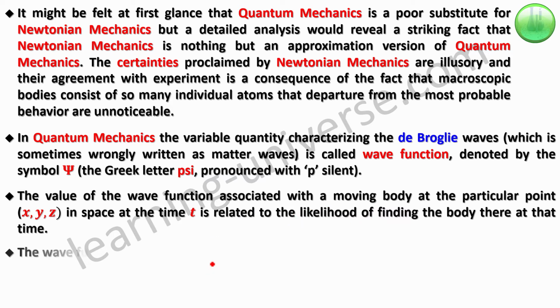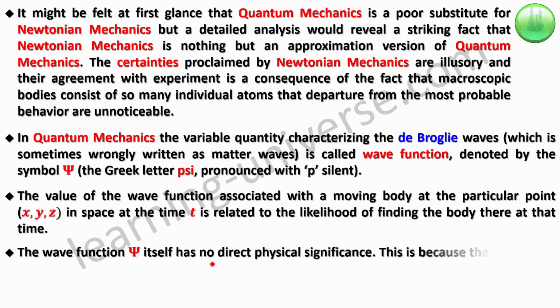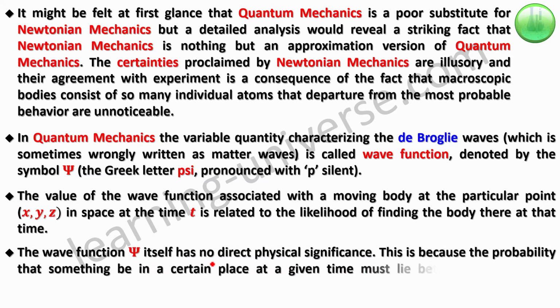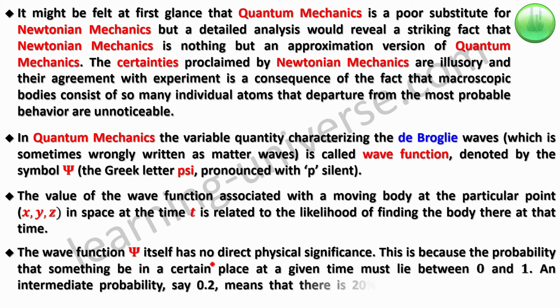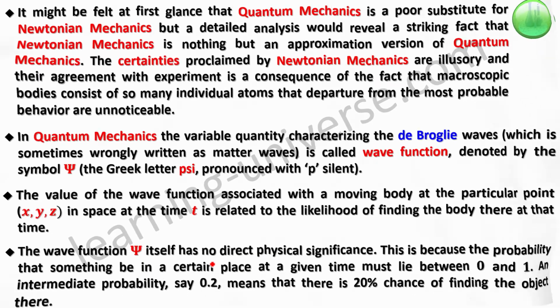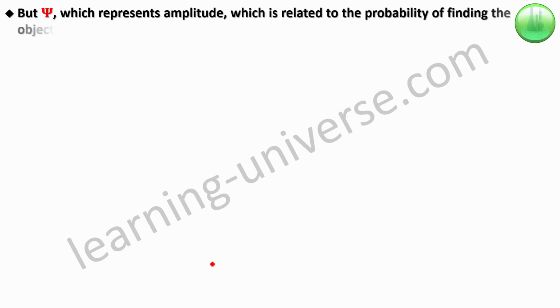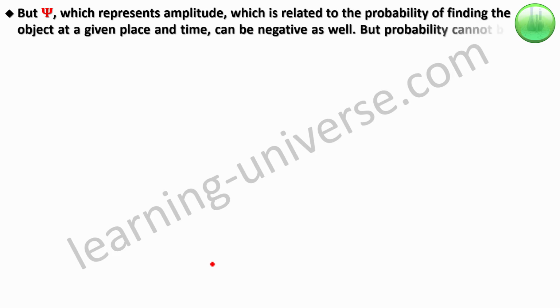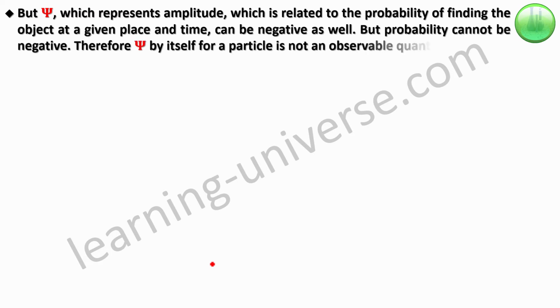This is because the probability of finding something anywhere lies between only 0 and 1. And any intermediate probability, let's say 0.2, means a 20% chance of finding the object there. So probability is only positive and it lies between 0 and 1. But psi, which represents amplitude and which is in fact related to the probability, because amplitude is basically related to the probability of finding the object at a given place and time, can be negative as well. You have the crest and you have the trough, the valleys and the peaks. But the probability cannot be negative.